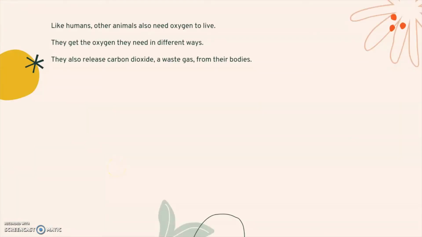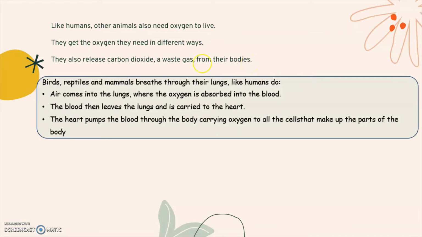Like humans, other animals also need oxygen to live. They get the oxygen they need in different ways. They also release carbon dioxide, a waste gas, from their bodies. Birds, reptiles, and mammals breathe through their lungs. Like humans, air comes into the lungs where the oxygen is absorbed into the blood. The blood then leaves the lungs and is carried to the heart. The heart pumps the blood through the body, carrying oxygen to all the cells that make up the parts of the body.